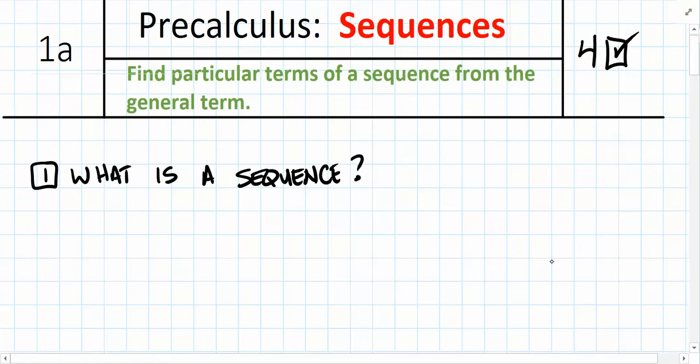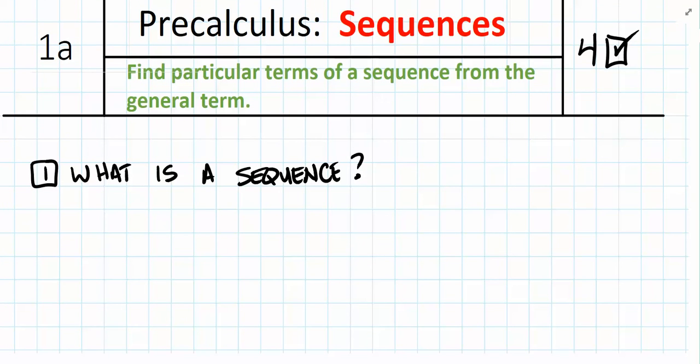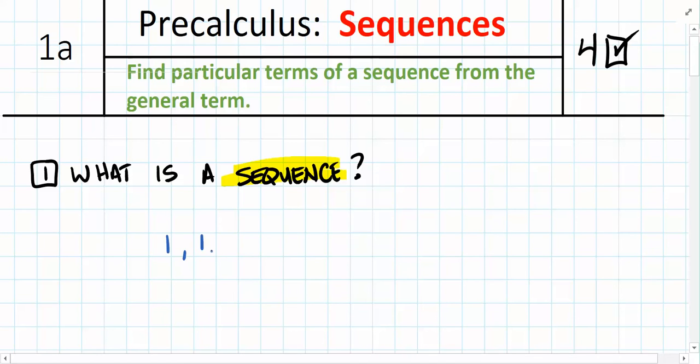So let me ask you right away, what is a sequence? What do you already know about the word sequence? A sequence is nothing more than just a bunch of numbers put together in a particular way. Let me give you a very, very famous sequence right now. It's called the Fibonacci sequence: 1, 1, 2, 3, 5, 8, 13, and then so on.